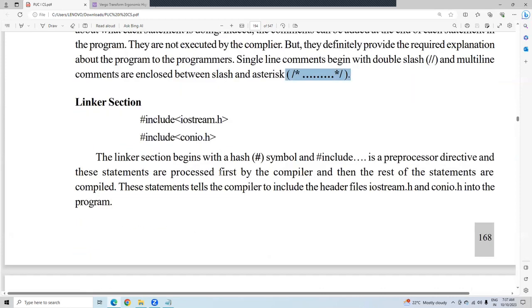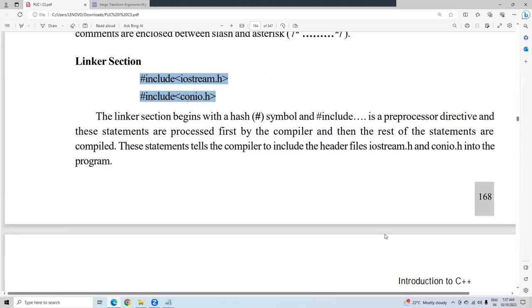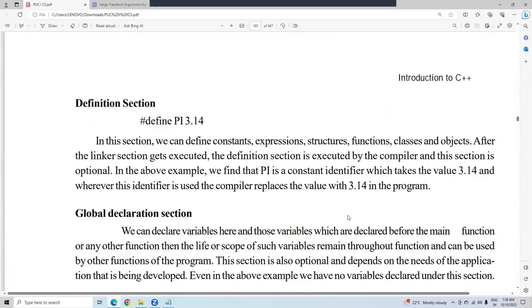Linker section means there will be header files, right? Required header files will be there. These are like libraries, what we call preprocessor directives. They always start with hash include and enclose some name inside the angular brackets, less than and greater than signs. Inside that some name will be there, ending with .h, but in the latest versions even the .h is removed, right? So these statements tell the compiler to include these header files into our program so that we will be able to use the functions and commands present inside these header files in our program.